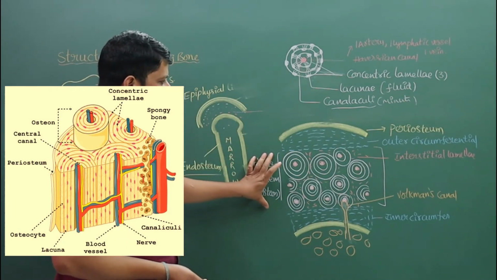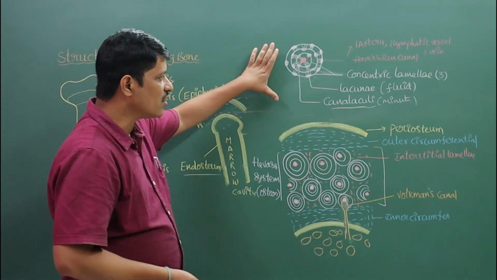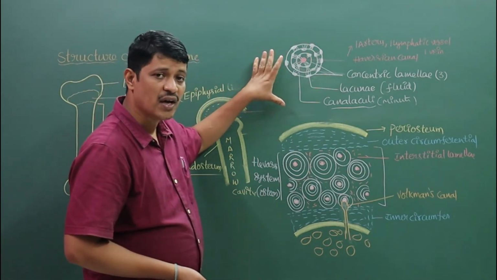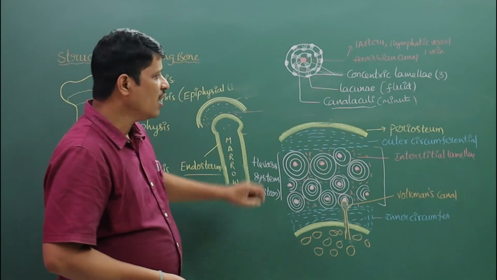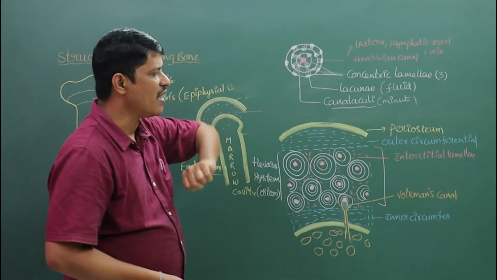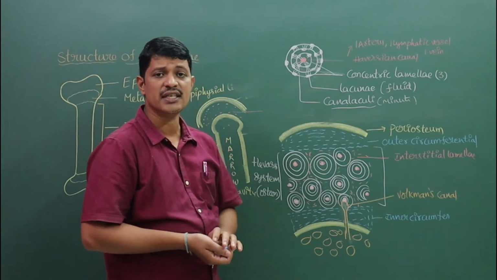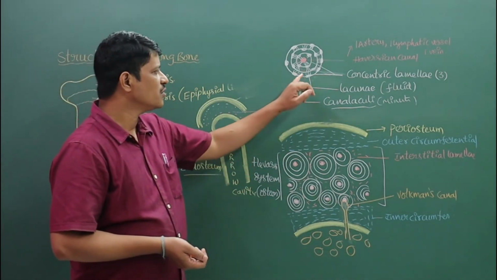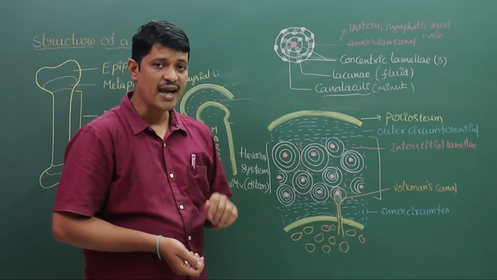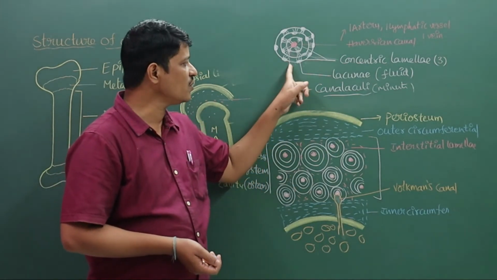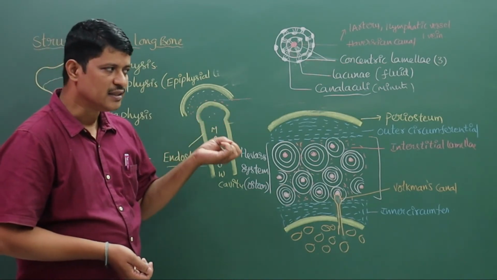The Haversian system is located between the outer circumferential and inner circumferential lamellae. The osteon includes the Haversian canal with the lamellae and canaliculi. In the middle of every Haversian system there is one Haversian canal, surrounded by concentric lamellae. The maximum number of concentric lamellae is 3. In these concentric lamellae, the fluid-filled spaces are called lacunae. From the lacunae, minute pores connect one concentric lamella with another, and this gives support, strength, and rigidity to the bone.